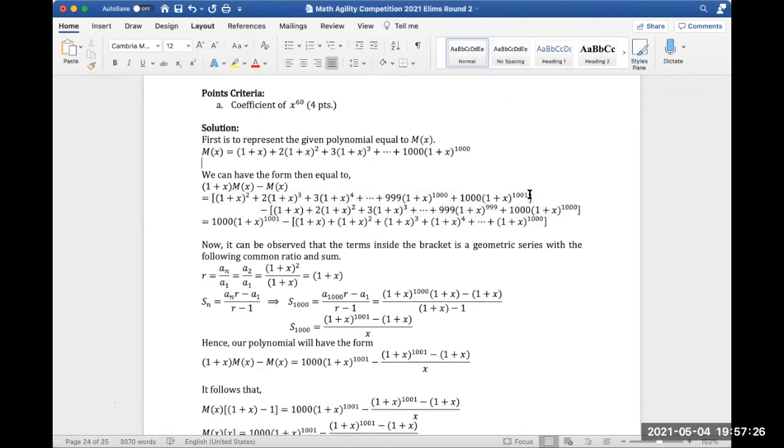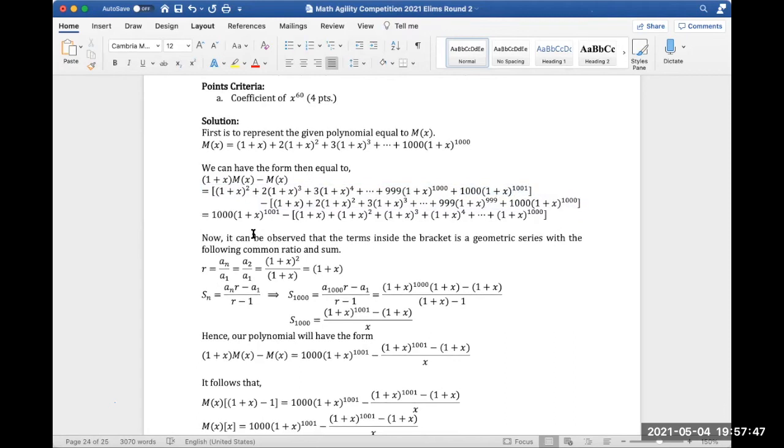And then if we notice, we can actually get 1,000 times (1 plus x) to the 1,001, which is this part here. The rest would actually be a difference, right? If you notice the first term, (1 plus x) squared minus (1 plus x), times 1, that's a difference. For the third, same thing. For the third power, we have 2 minus 3, so that's negative, times (1 plus x) to the third power.